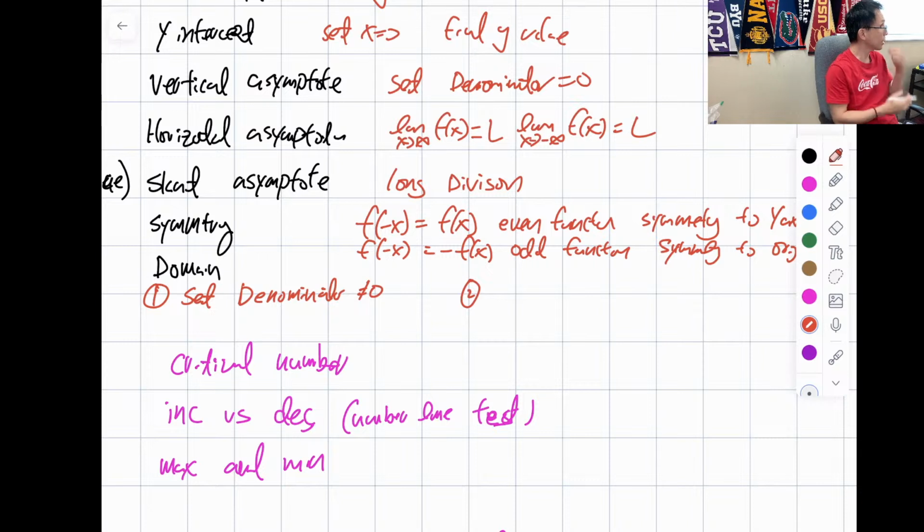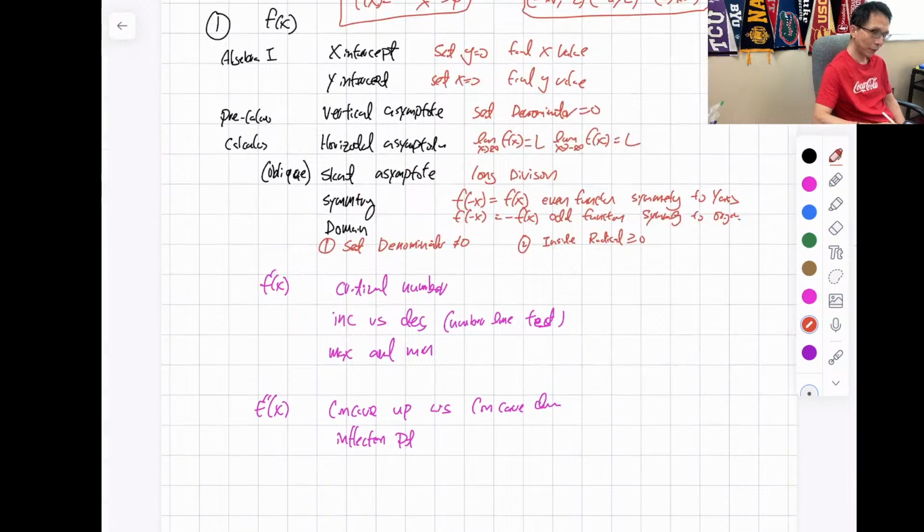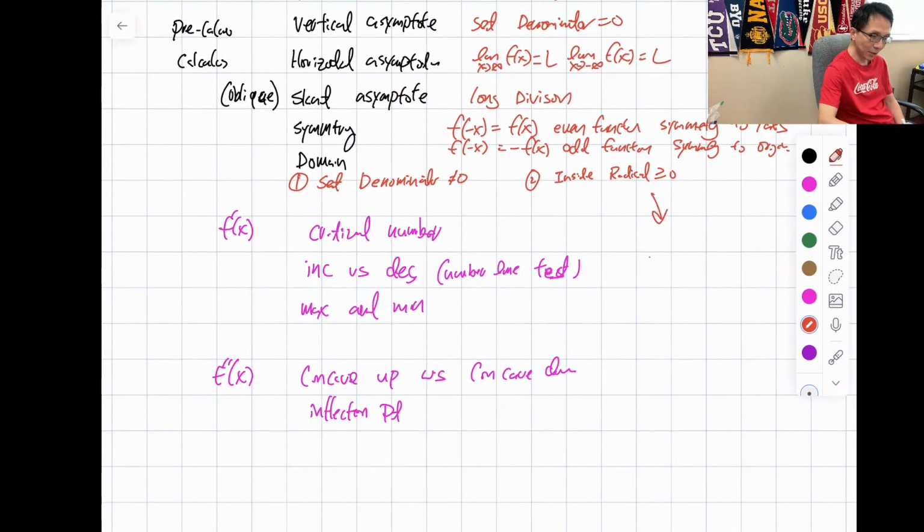Second situation is a little bit different. Radical. If you're going to set what's inside a radical greater than or equal to 0. Why? For example, you might have a situation like the square root of 4 minus x squared, and you're going to say 4 minus x squared is greater than or equal to 0. You have to do a number line test, because 2 minus x and 2 plus x are greater than 0. And then you're going to say, okay, well, this is negative 2, this is 2, 2 minus x and 2 plus x.